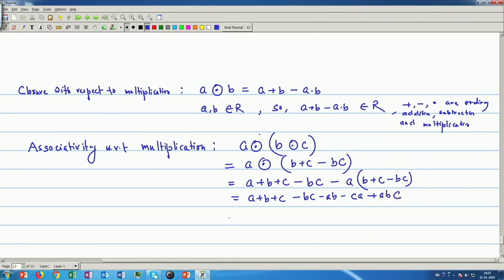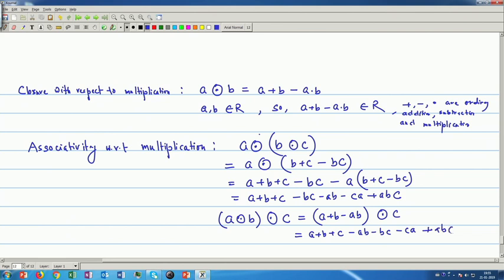Now, if I change the ordering of multiplication, that means A dot B first, then multiplication with C, this becomes A plus B minus AB, times C, which gives A plus B plus C minus AB minus BC minus CA plus ABC. So, we see that these two are equal. So, associativity holds.